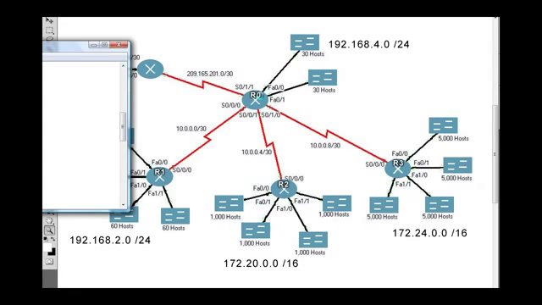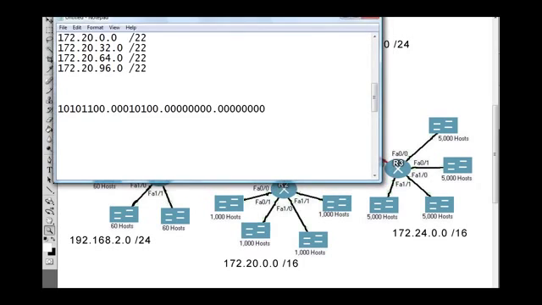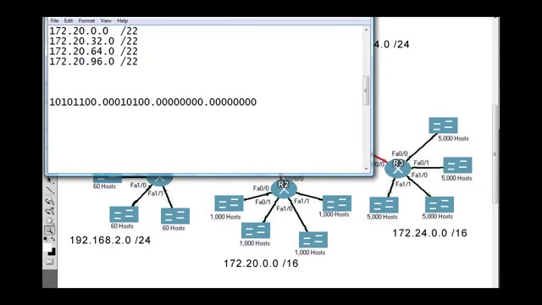Now, instead of putting 4 routes into its routing table, router 0 can put in one summary route which will reach all 4 of these networks, as long as they're contiguous networks and have a continual address space. So here are the networks: 172.20.0.0/22, and then the 32/22, the 64/22, and the 96/22.